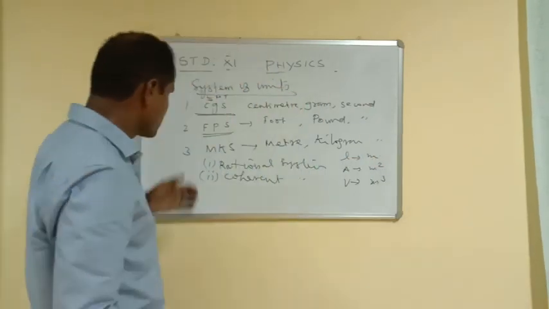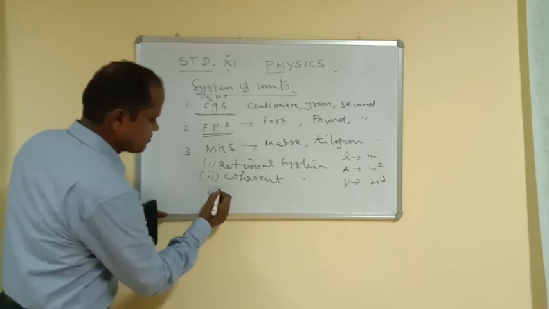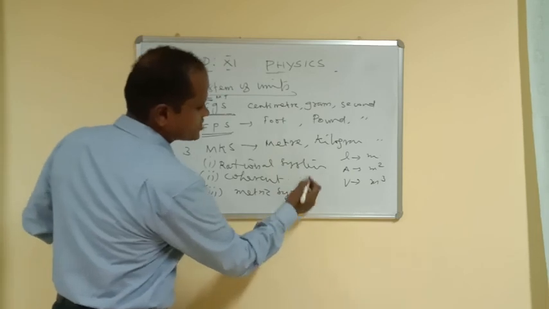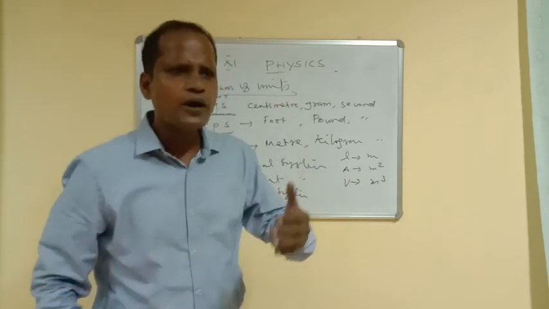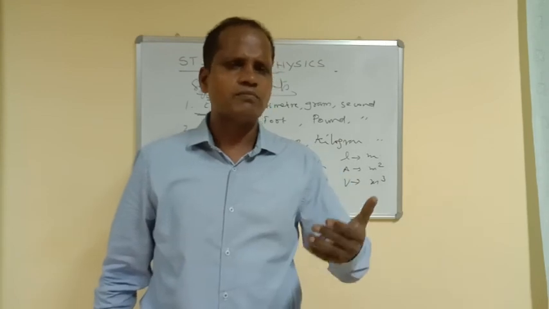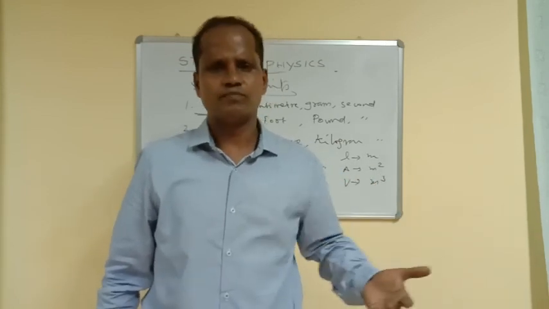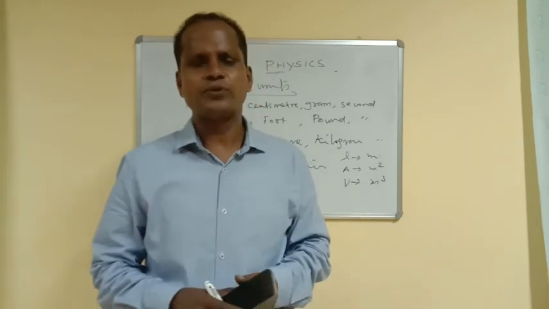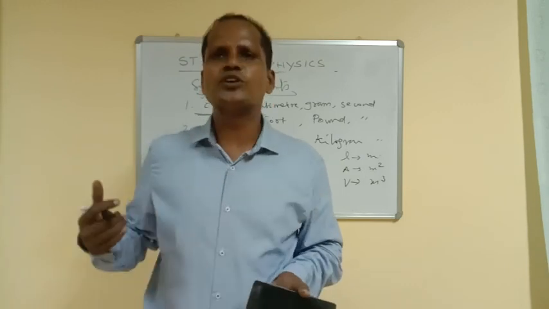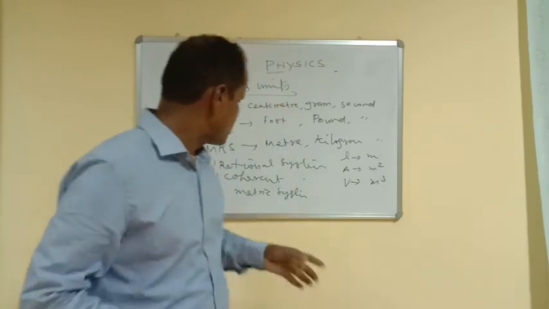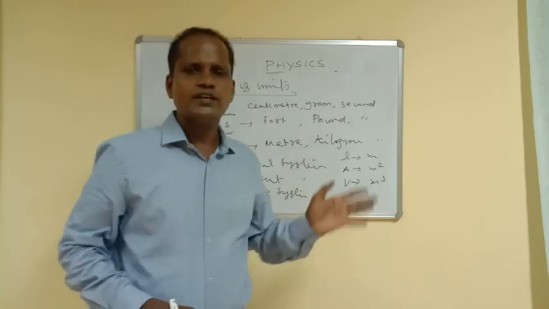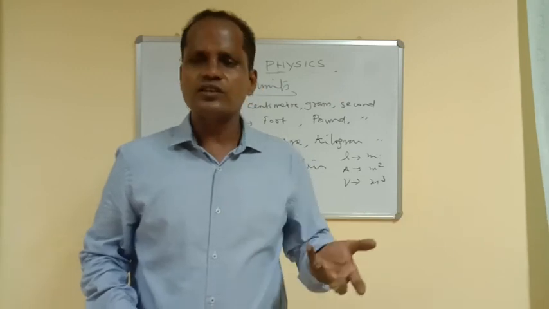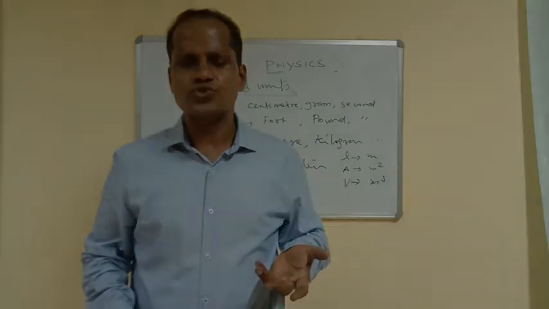Okay. Third specialty is what? Metric system. This is a metric system of units. Here the powers can be obtained or expressed in powers of 10, 10 square, 10 cube, like that. That's why it is called a metric system of units. So these are the advantages of the MKS system or SI system. Nowadays we are using it in all the branches of physics throughout the world.